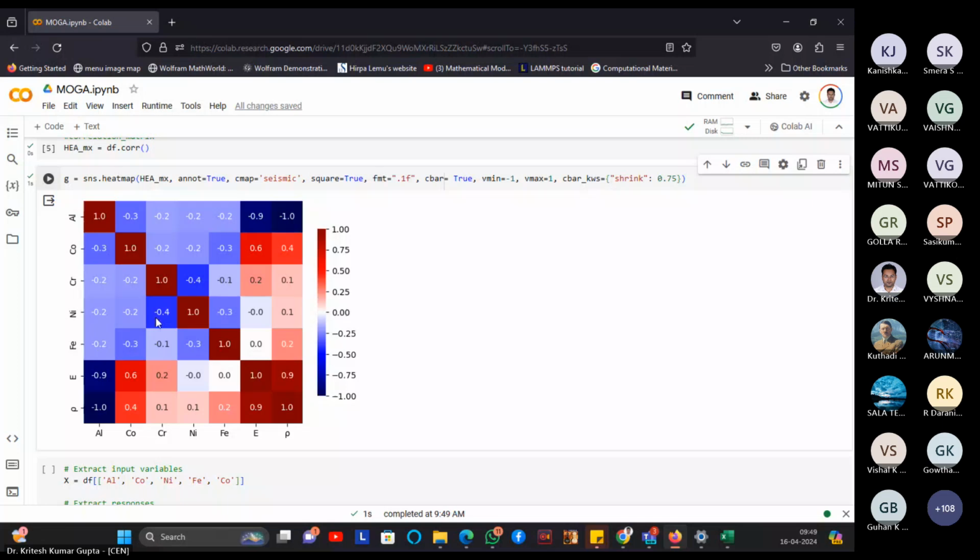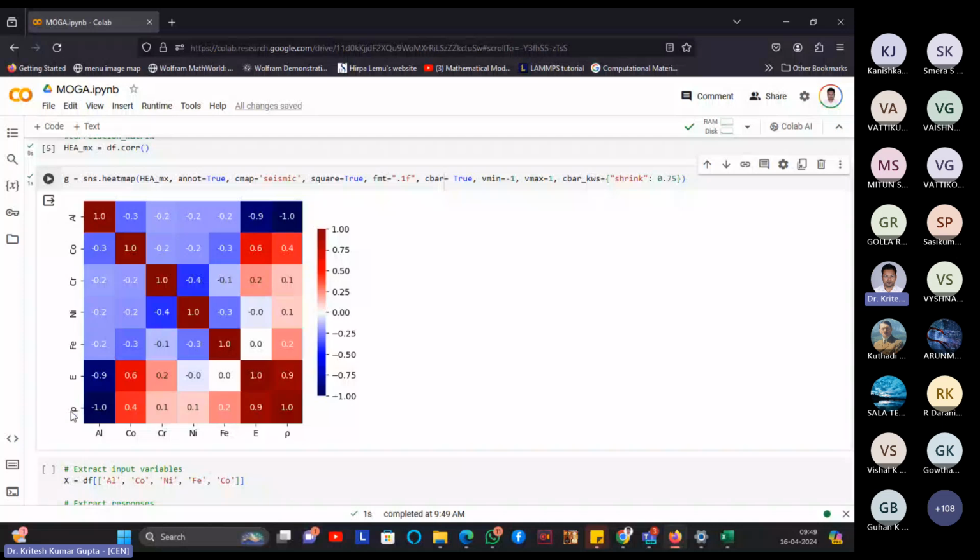This is called correlation matrix. So we have conducted Pearson's correlation. We want to see how much linearity each individual feature has with the response. So the negative sign shows that it is negatively correlated, and positive shows that it is positively correlated. Okay. So here what we can see is that rho and E are also positively correlated with each other.